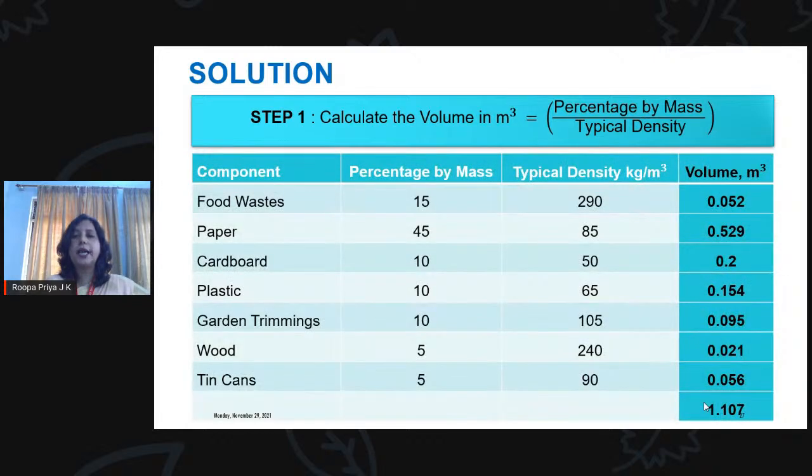After we calculate the volume using the values given in the table, the second column and the third column, for each and every component, we have different volumes. And we have to finally find out the total volume of all these components of solid waste. According to this calculation, we have 1.107 meter cube of volume of the solid waste coming out of these components mentioned in this table.